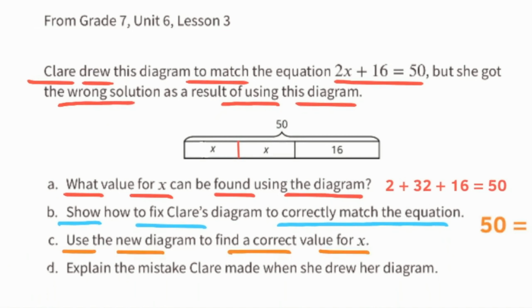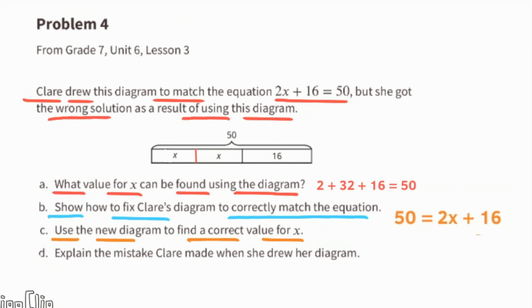C. Use the new diagram to find a correct value for x. For the new diagram, the equation is 50 equals 2x plus 16. We can subtract 16 from both sides, and 2x plus 16 minus 16 equals 2x, and 50 minus 16 equals 34. Now we know that 2x equals 34. Let's divide both sides by 2. 2x divided by 2 equals 1x, or x, and 34 divided by 2 equals 17. We know that x equals 17.